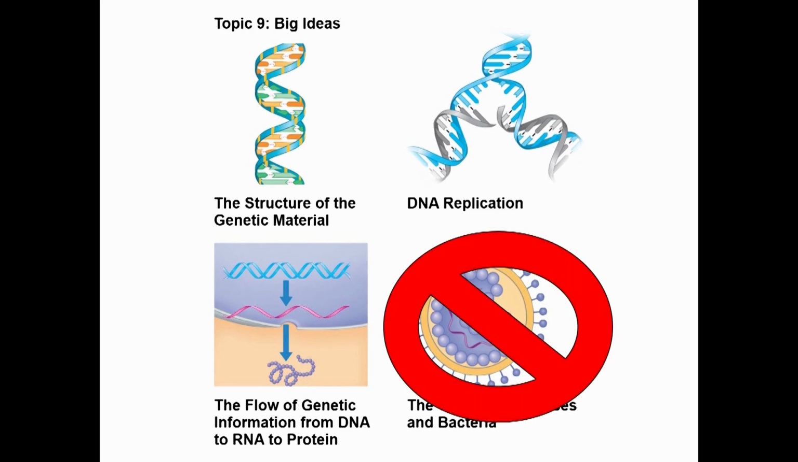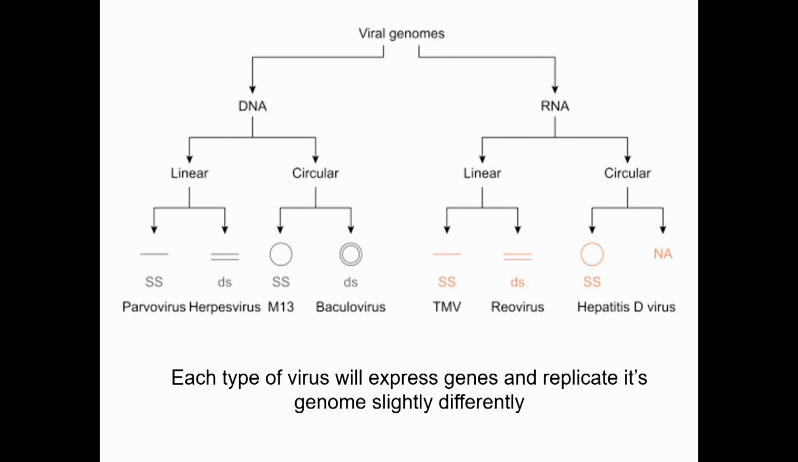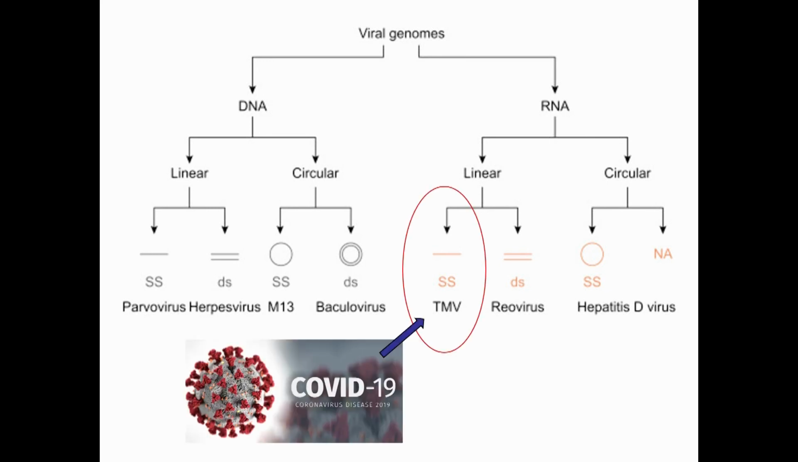I normally don't spend a lot of time on this. That's largely because it's so variable. For example, viral genomes can be DNA-based, RNA-based, linear, circular, single-stranded, or double-stranded, and this makes for a lot of information to go through. Each type of virus is going to express its genes and replicate slightly differently. However, in light of the fact that we're dealing with COVID-19, I will talk about this a little bit in an extra video that I'll be posting. If you're curious, COVID-19 is a linear RNA-based virus.